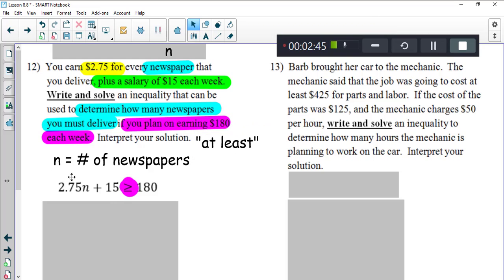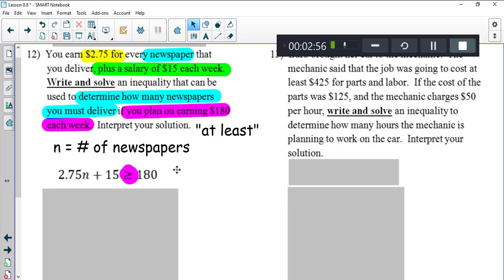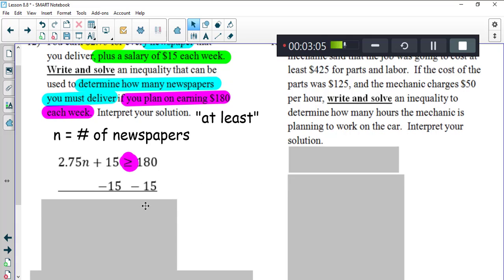It's $2.75n since it's $2.75 for each newspaper, and then we're going to add on that salary of $15, and again we want that to be greater than or equal to $180. Writing the inequality part is the new part, solving it is not, so let's go through those steps. We're going to subtract 15 from both sides as our first step.